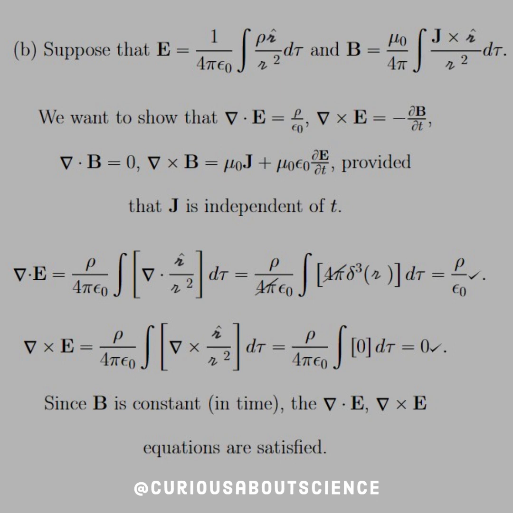The curl here is the same thing. Take the curl of script r hat over script r squared. We also showed back in chapter 1 that that was equal to 0, so good thing we get 0. What we need to do now is show that the time derivative of B is equal to 0, which is easy because B is constant in time. So the derivative of B with respect to time is 0, so that equation checks out. And we see that the divergence and curl of E equations are satisfied.